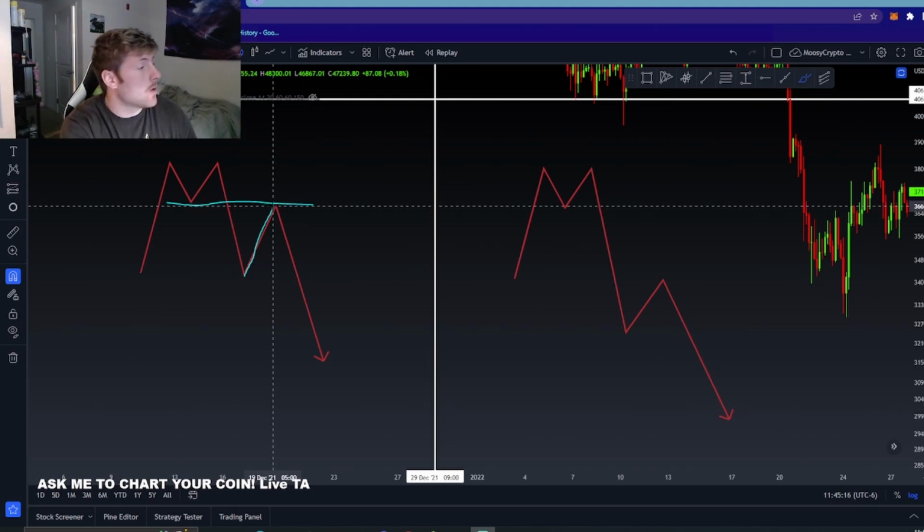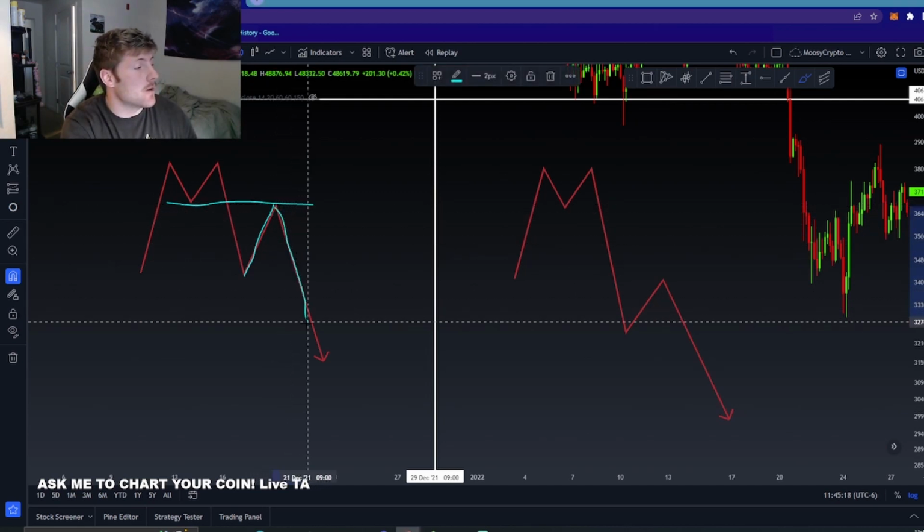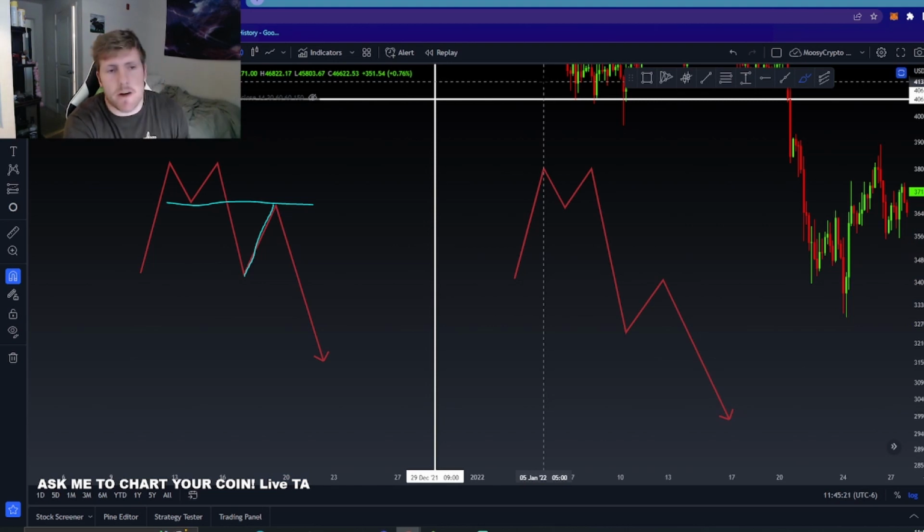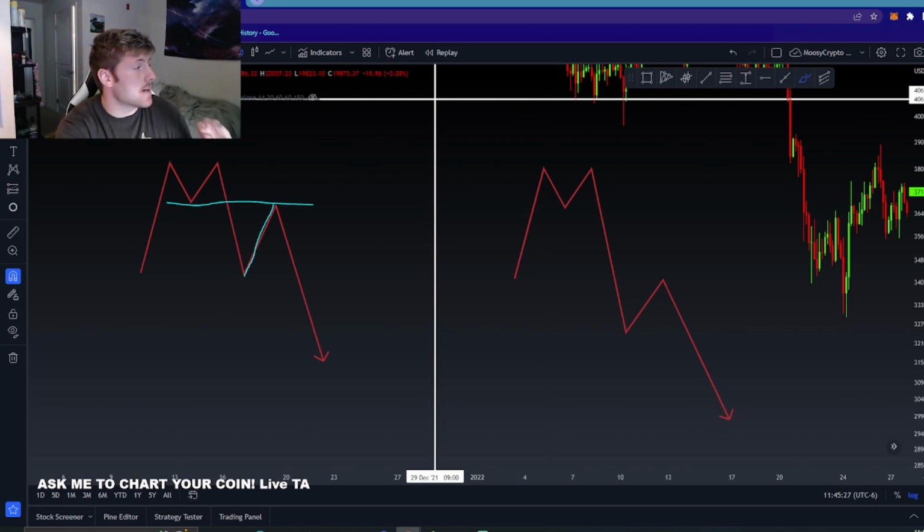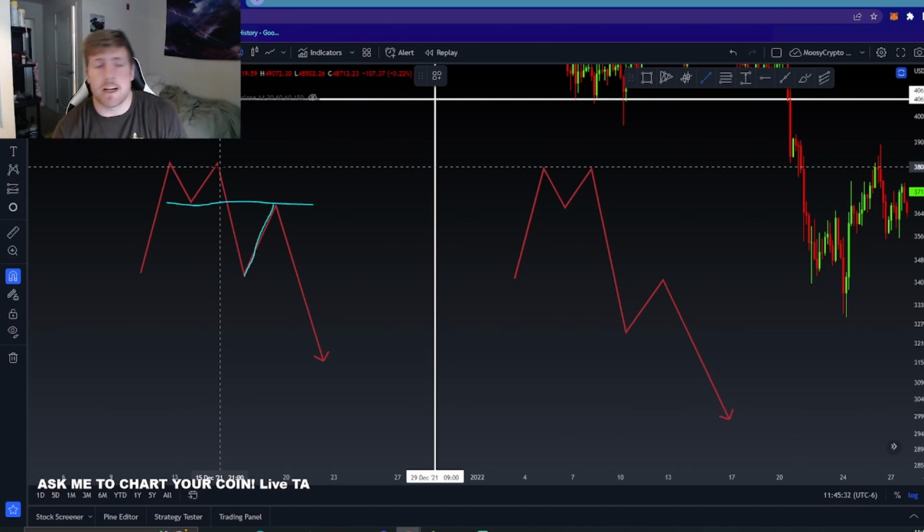Once you enter your short, you can ride the continuation downwards. Well, Moosey, how do I know how far it goes downwards? Well, every pattern has a measured move. Double tops and double bottoms have the same exact one. All it is, is an ABCD pattern. And if you don't know what that is, I'll have an in-depth video that I will post on this channel as well, so don't you worry.